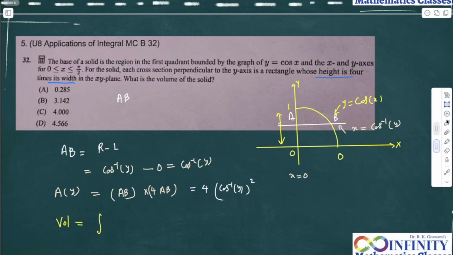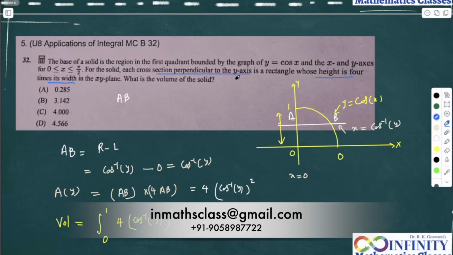Okay, so I should be having only 0 to 1, and this is 4 times cos inverse y square dy. This is what I'm expecting here, and the reason being, let me tell you once more, cross section is perpendicular to the y-axis. This is important given to you.